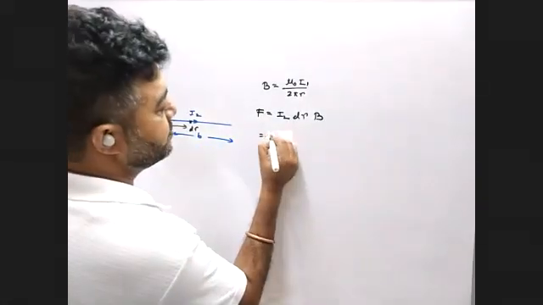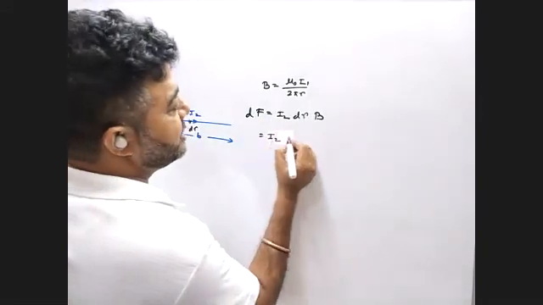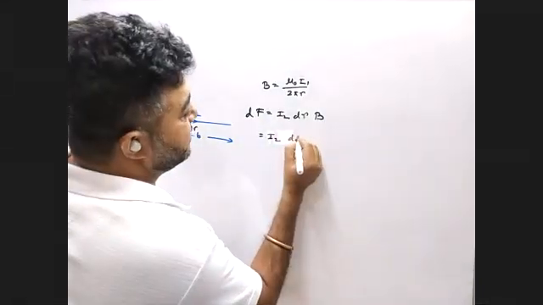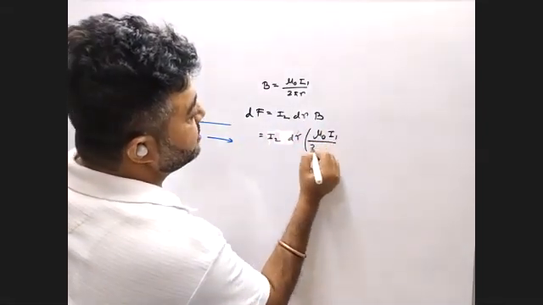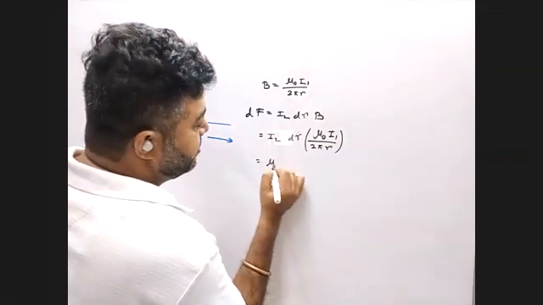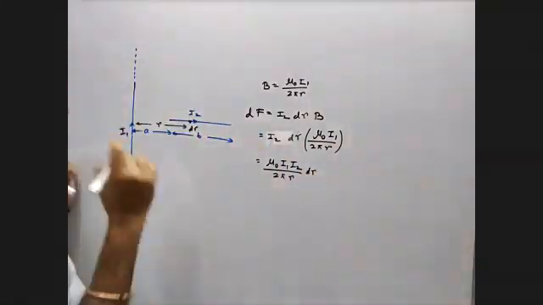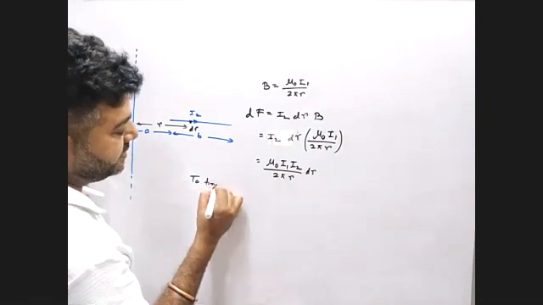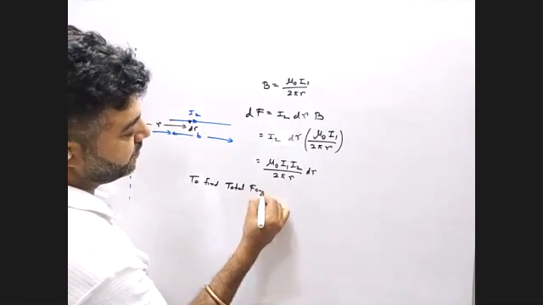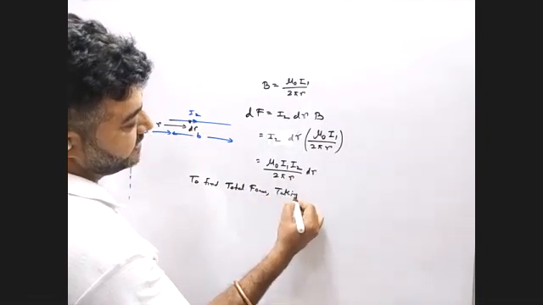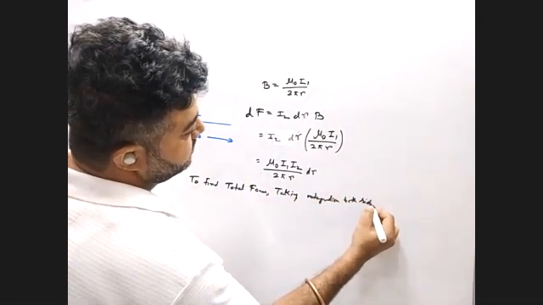So what happened? I2. Acha, this force is also then dF because it is for a small elementary part. So I2 dr. What is my dr? Dr is dr, and this B is mu naught I1 by 2 pi r. So if I arrange it, mu naught I1 I2 by 2 pi r dr. So to find out the total force, taking integration on both sides.